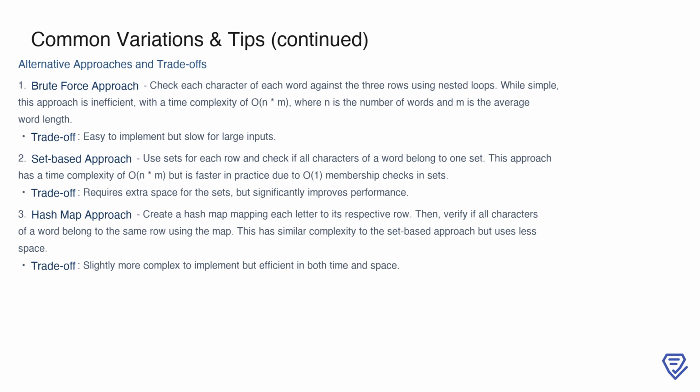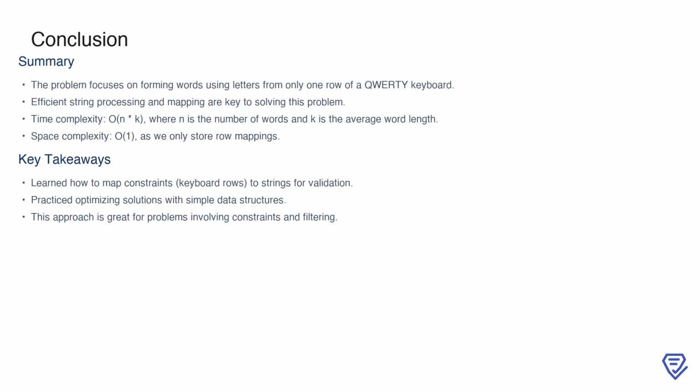Another efficient method is the hash map approach, where you map each letter to its respective row and verify if all characters of a word belong to the same row using the map. This approach has similar time complexity to the set-based method but uses less space. However, it's slightly more complex to implement, so you'll need to weigh the benefits of efficiency against simplicity based on the context. Great job! Today, we tackled the keyboard row problem and explored efficient ways to process strings based on constraints.